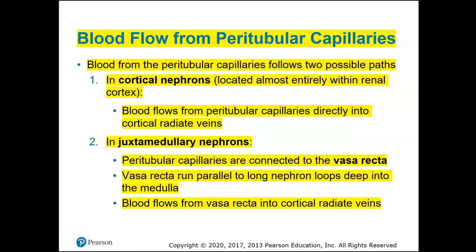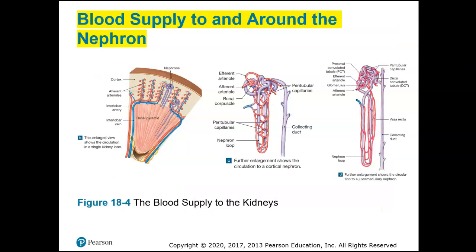And their nephron loop that runs down into the medulla is surrounded by the vasa recta, which are capillaries that run parallel to the nephron loop. And the combination of blood flow through the vasa recta and filtrate flow through the nephron loop, and the processes that occur with those two, it helps to concentrate the urine.